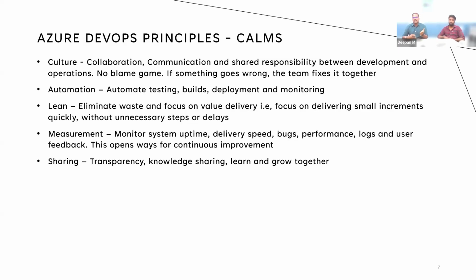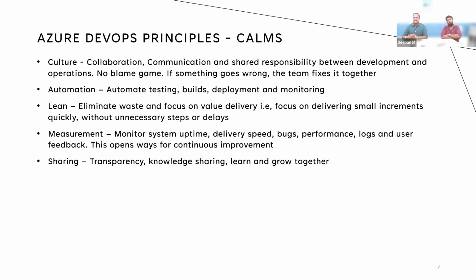Automation is the key. We have build automation and deployment automation, which help the team deliver things faster to the market. Lean means we don't wait for the complete product to be finished; instead, we deliver incremental value. Measurement offers ways to measure metrics of how your application is performing, like the response time and other issues you have with your application.